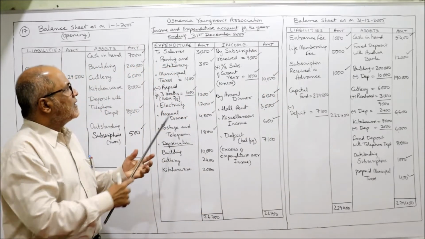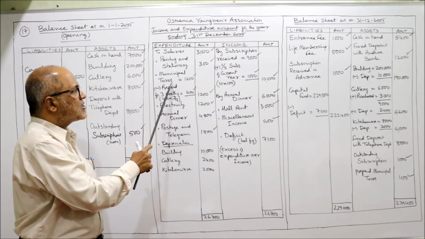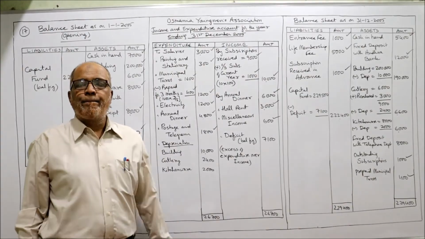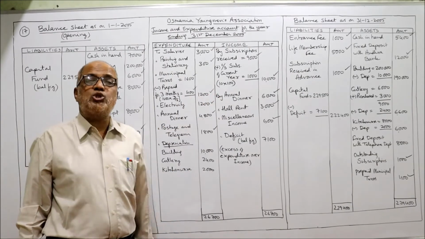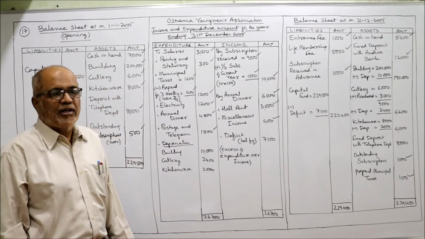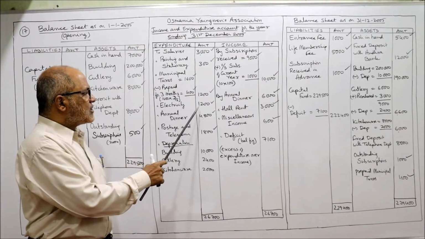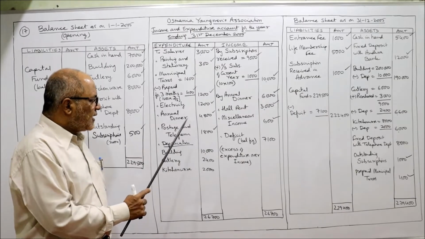Now come to debit side. Salary paid 3,000, printing and stationery 300, municipal taxes paid 1,600, out of which 400 are prepaid. Because municipal taxes are paid up to 31st March 2006. So 3 months we have paid in advance, prepaid. So deduct 3 months, 400 rupees, 1,200. Then electricity 1,200, annual dinner 4,800, postage and telegram 1,800.